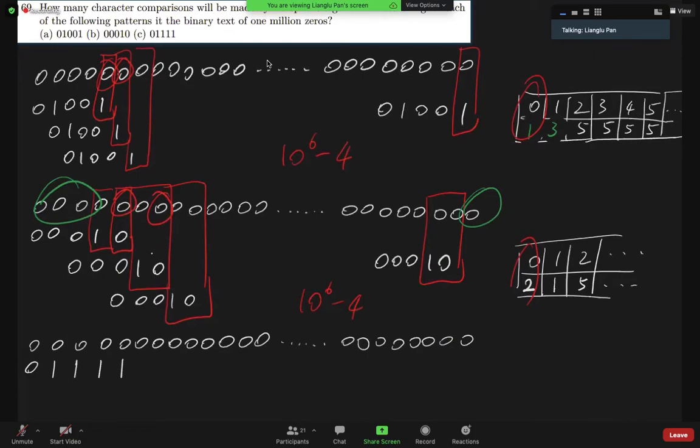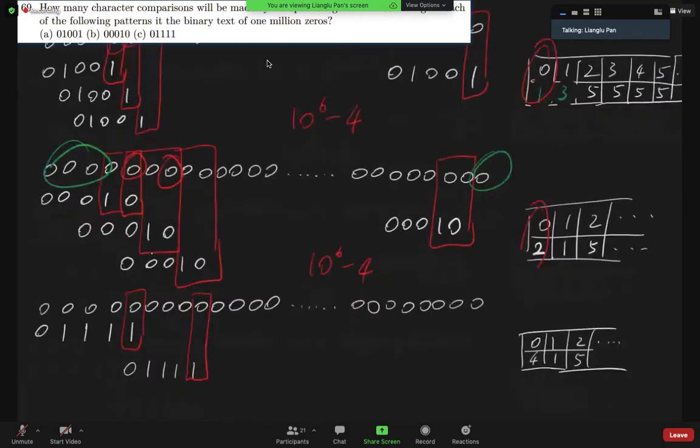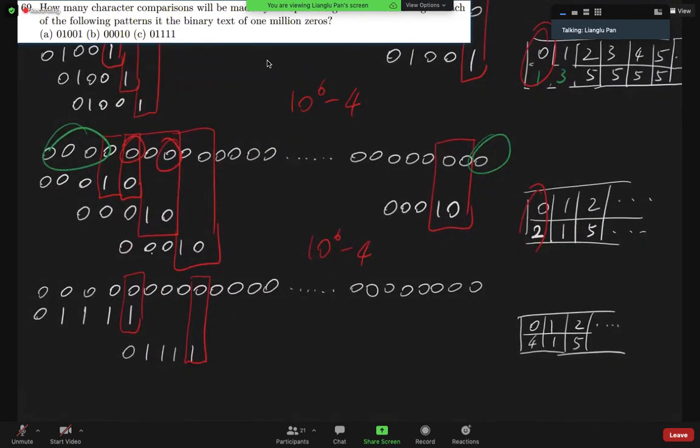Now for the last pattern, again, we'll have the lookup table. For 0, we have a 4. For 1, we have a 1. And in this case, I think we're going to have a comparison here. That's a mismatch. So we need to move the pattern for 4 positions, giving us 0, 1, 1, 1, 1. Then this will give us the second comparison. Another mismatch. So we will move the pattern 0, 1, 1, 1, 1. And one more comparison here.